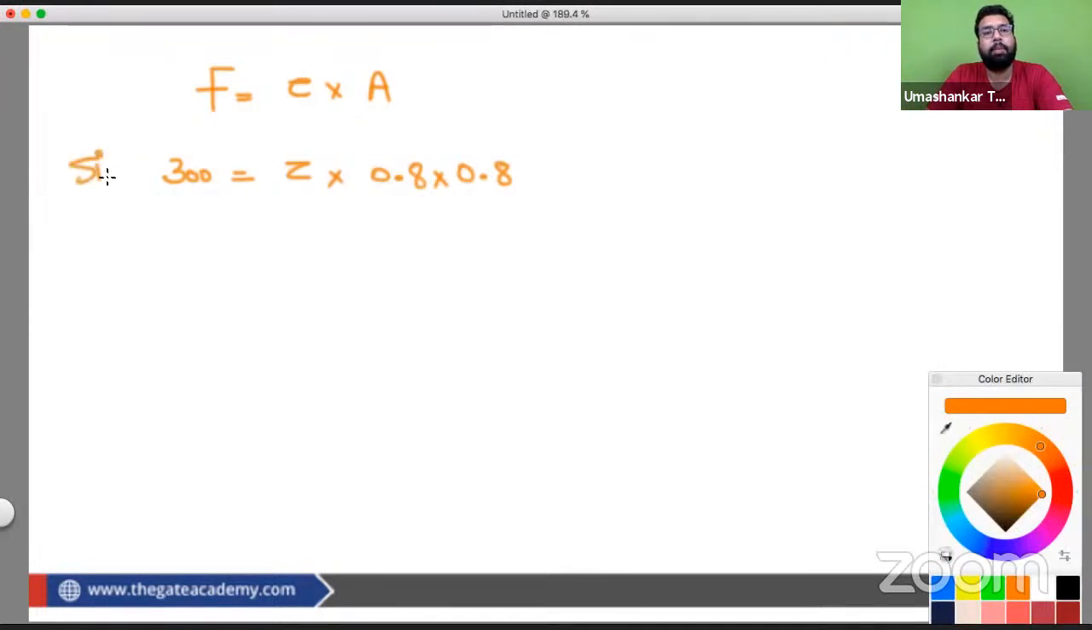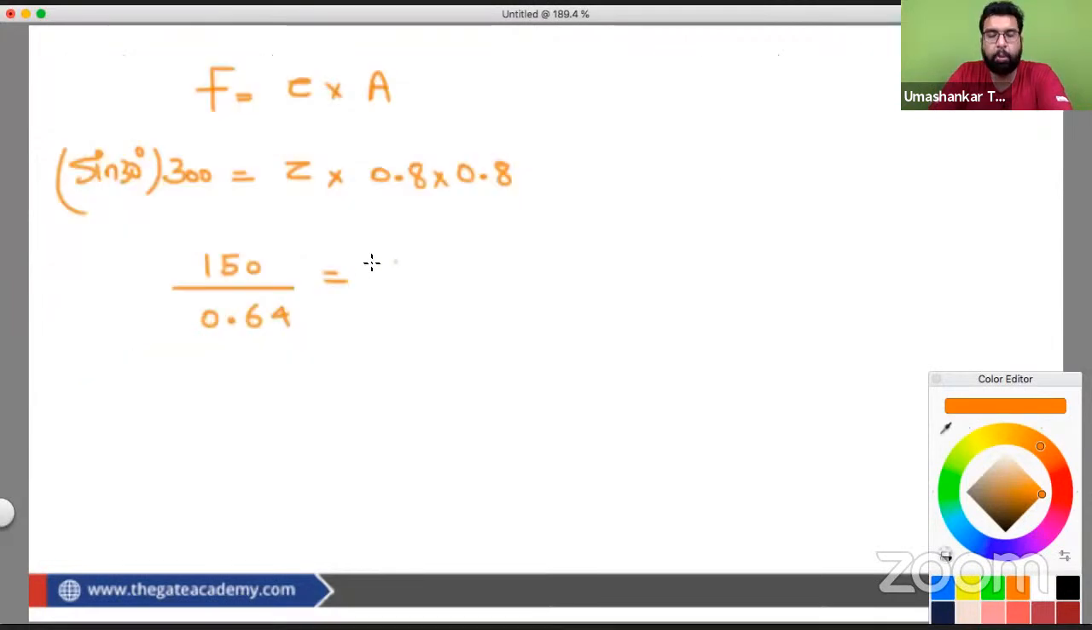So this should be W sine 30 also. W sine 30. So the weight is 300, we have to multiply sine 30 also. Yes, sorry. So this is sine 30. So this is going to be 150 upon 0.64. So we have got the tau here. 150 upon 0.64 is equal to tau.